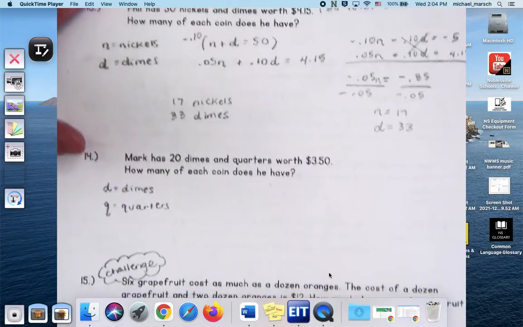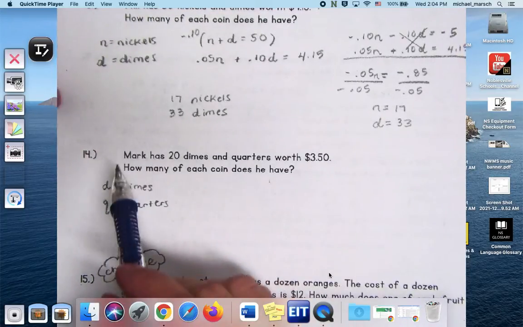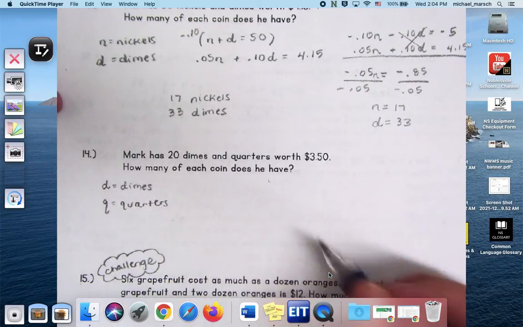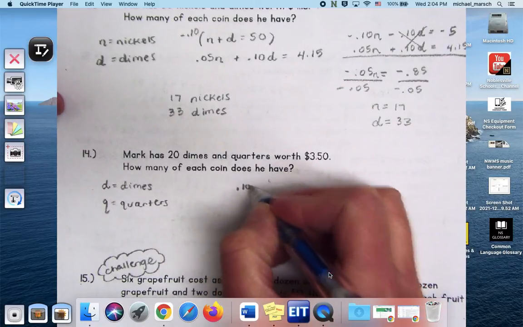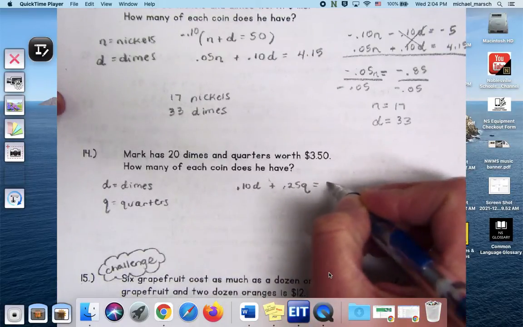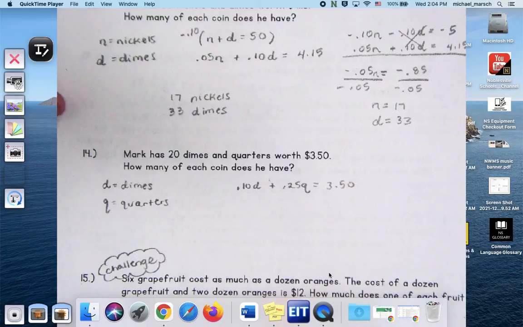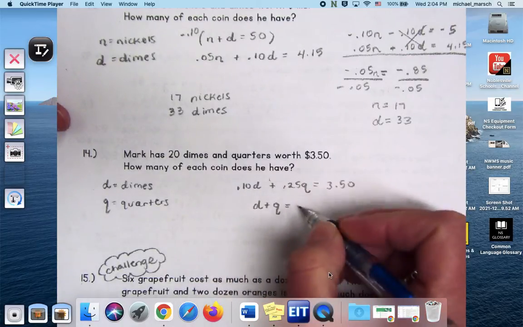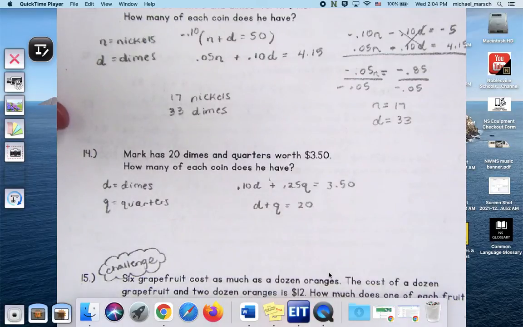Okay, so we have dimes and quarters, right? We know that they add up to $3.50. So I'm going to have 0.10D plus 0.25Q equals $3.50. And we know there are 20 of them, right?